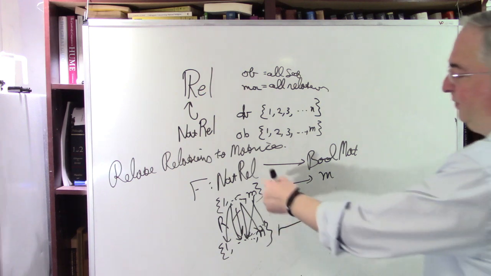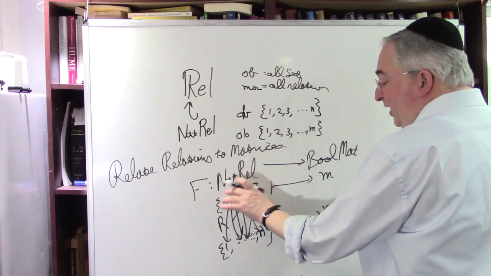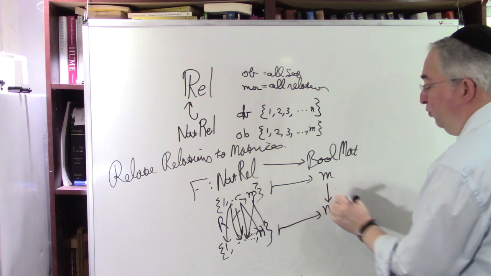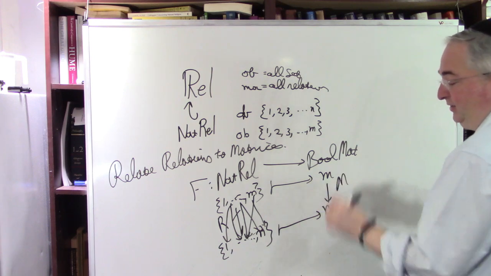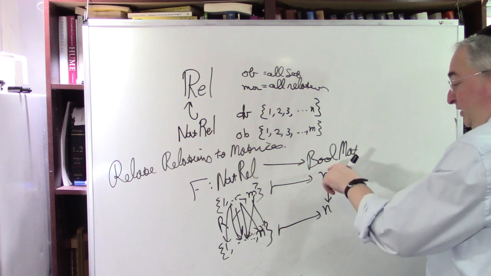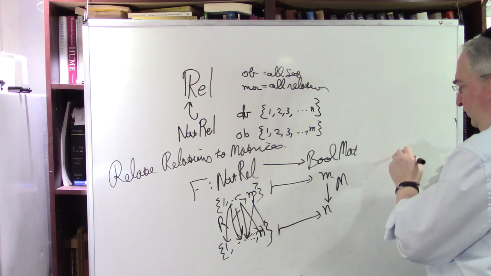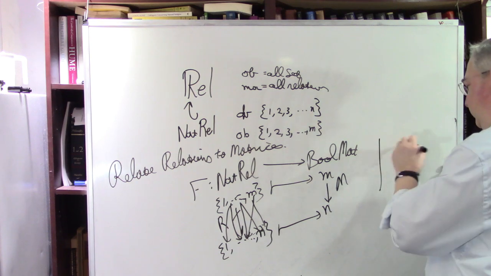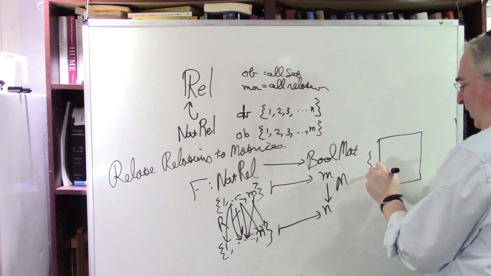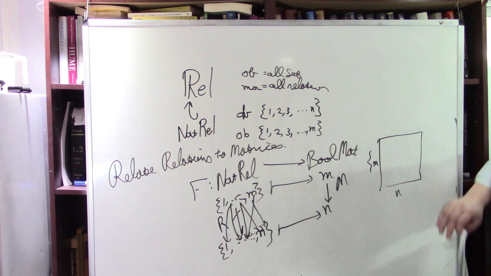So a relation from here to here is a set of ordered pairs of elements in here and elements in here. Well, we can make a matrix out of that. The matrix has the following property. It goes from m to n, so it's an m by n matrix. If you want, you can think of it like this: there are m columns and n rows.